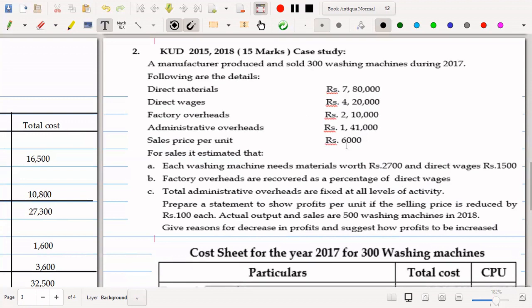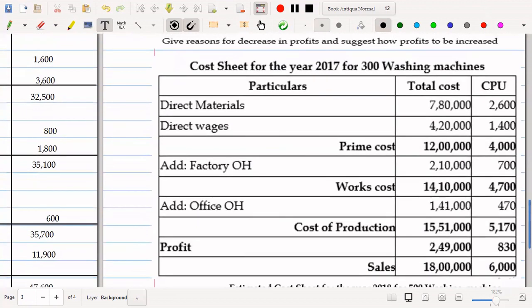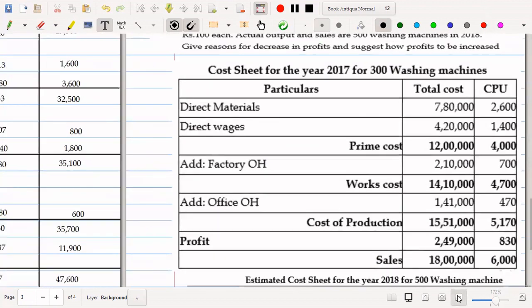So here it is 600. Now next year the selling price will be reduced by 100 rupees. Actual output and sales are 500 washing machines in 2018. Let's see the cost sheet for 2017 first. So for 2017 for 300 washing machines, this is the cost sheet prepared.